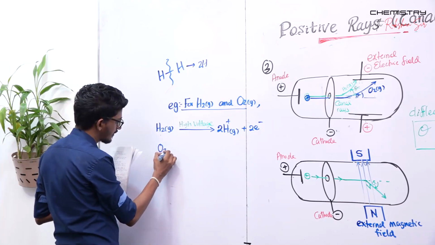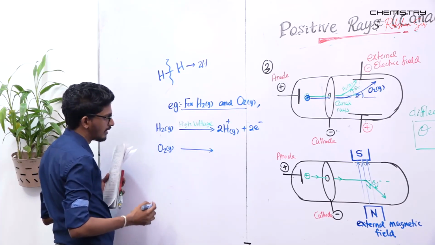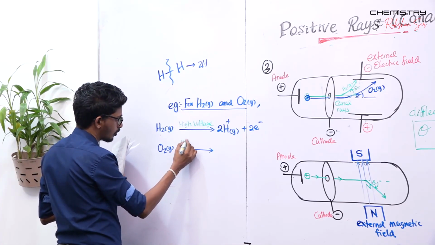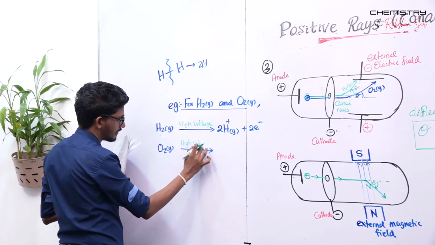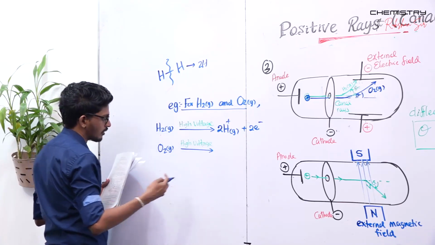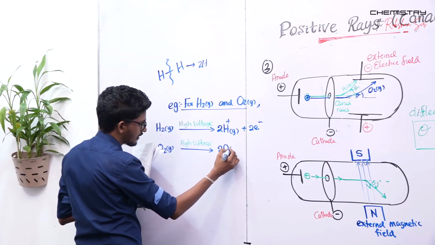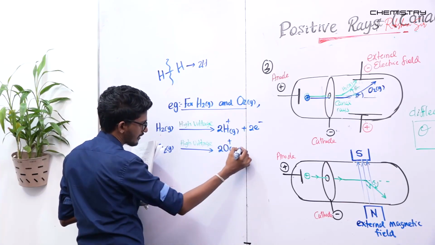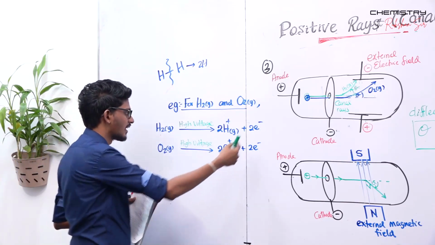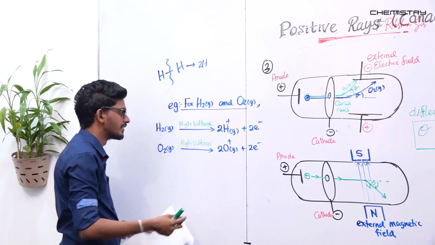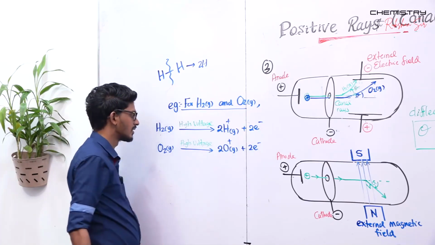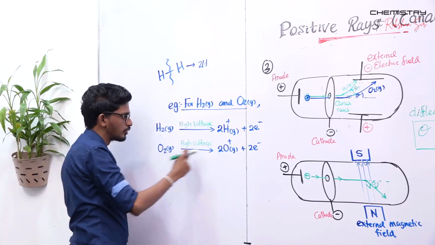And when it comes to O2 gas, if you apply some high voltage when you have O2 gas in your tube, the O2 will produce two oxygen pluses and two electrons. Actually, these are the cathode rays, the electrons produced from the H2 gas and the O2 gas. You see, both are the same. Even from the H2 gas, even from the O2 gas, you produce the same cathode rays.